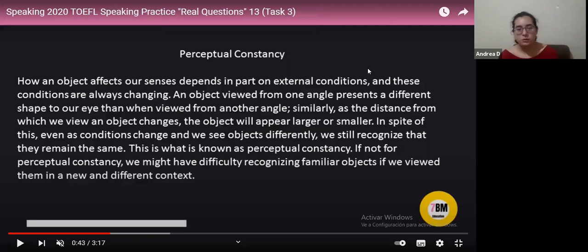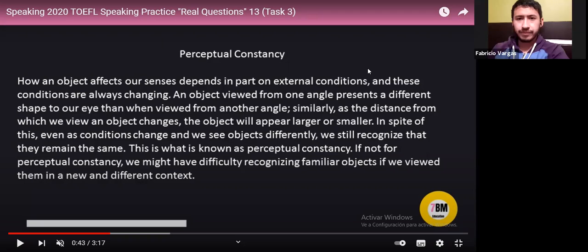Okay, so here's the reading. Remember, you'll have 45 seconds to read.